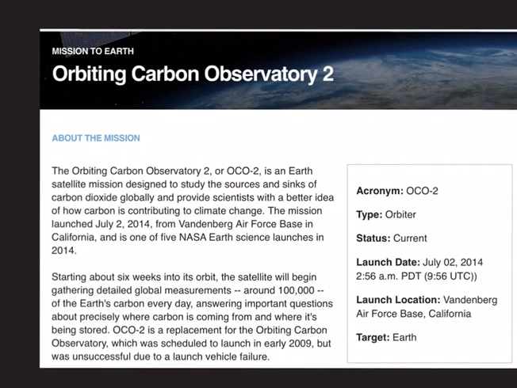And the next mission we have is the Orbiting Carbon Observatory 2. See, this is a replacement for the Orbiting Carbon Observatory which was scheduled to be launched in 2009 but was unsuccessful due to a launch vehicle failure. And what is the objective of this mission? It is designed to study the sources and sinks of carbon dioxide globally and provide scientists with a better idea of how carbon is contributing to climate change. So the objective of OCO2 mission is to study the sinks and sources of carbon dioxide.